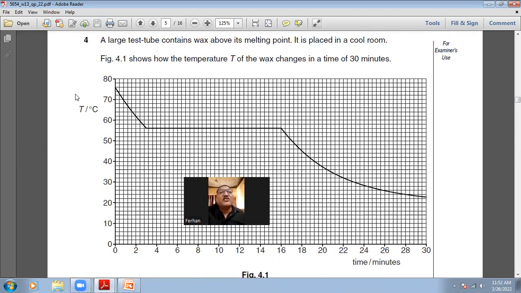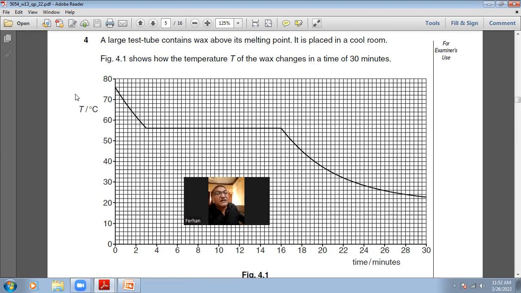the wax will start solidifying. Once all the wax has solidified, then again the temperature will start dropping and it will come down to the room temperature. So here a cooling curve is shown to you. In the cooling curve, on the y-axis the temperature is represented, and on the x-axis the time in minutes. When we started our experiment at 0 minutes, the temperature was 76 degrees, and in 3 minutes, the temperature dropped to 56 degrees, and the 56 degrees is the freezing point, or you can say the melting point of the wax.